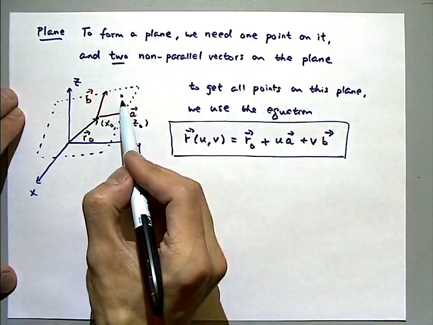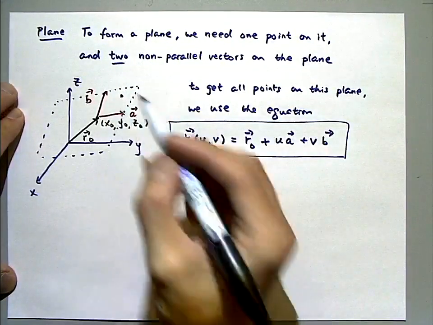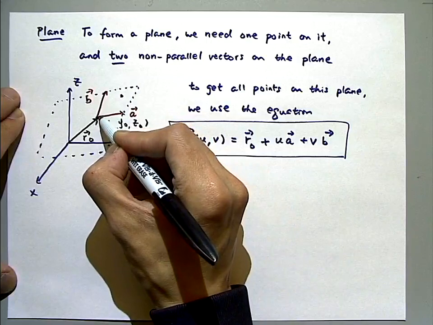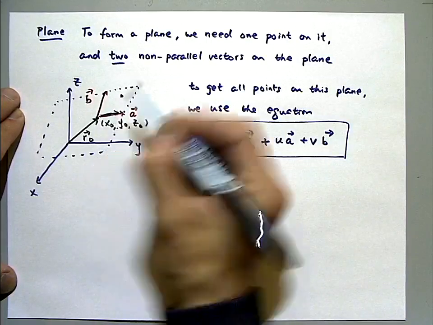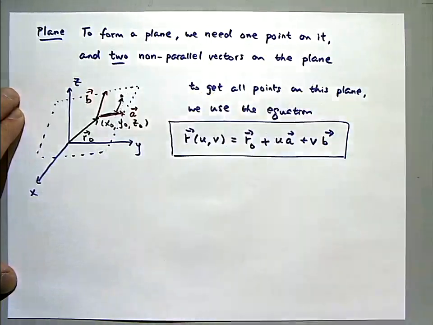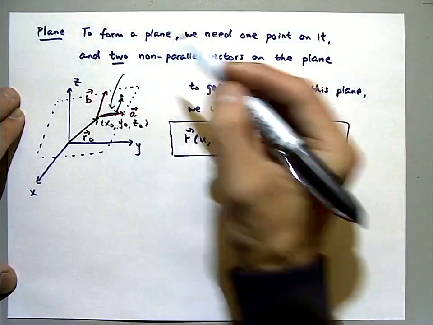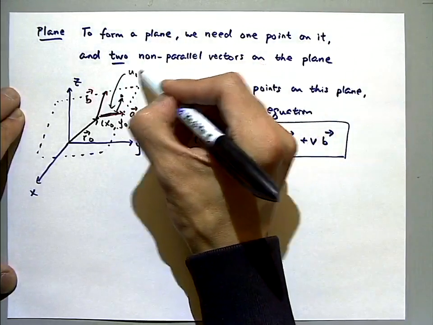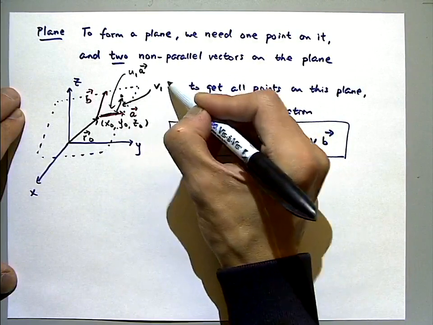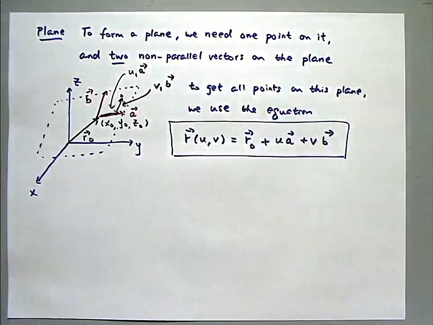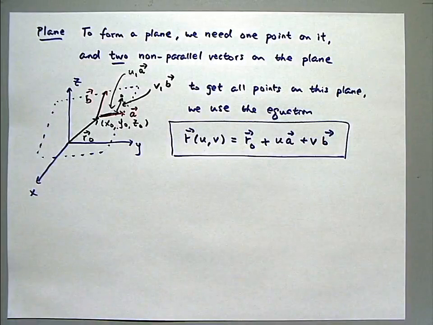For example, this point right here, I can get that by starting here and then going this much to the right and then this much up. So this one here could be some U1 of A, and this one here could be some V1 of B. So U and V can control how long I'm going to go in the A direction and the B direction. If I want to go opposite to A and B, I use negative U and V.